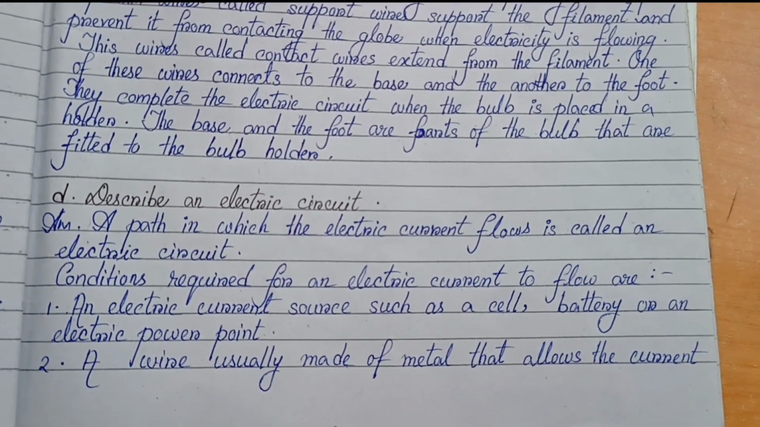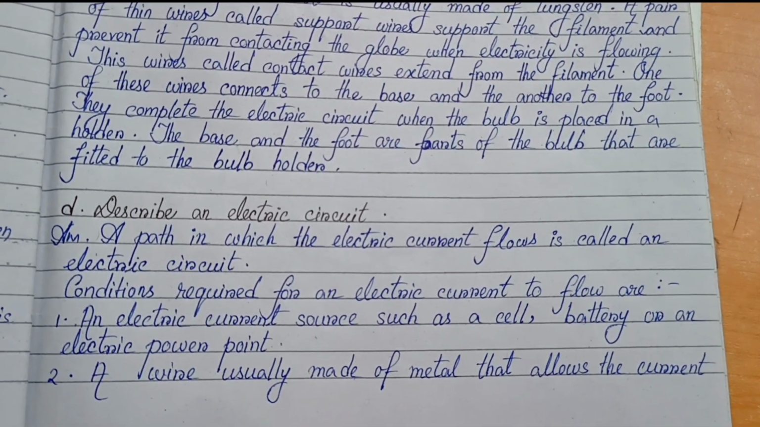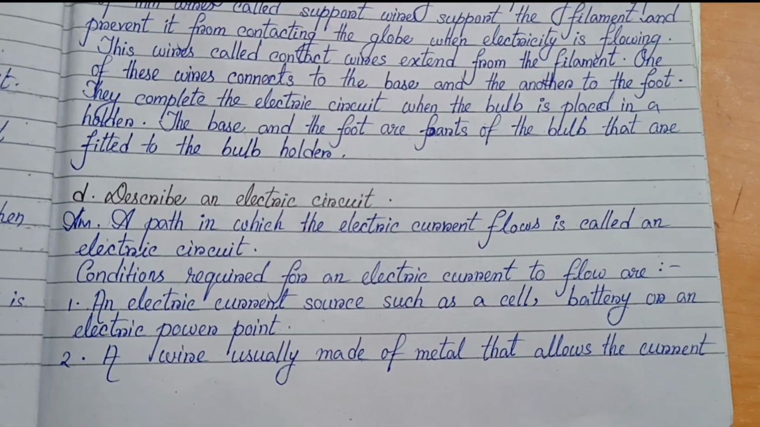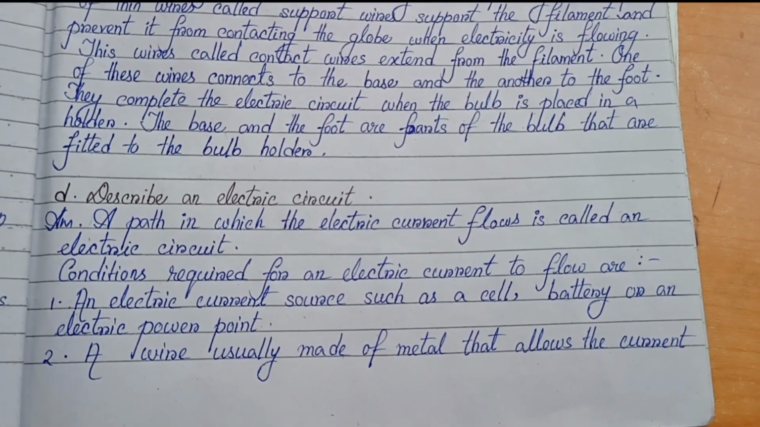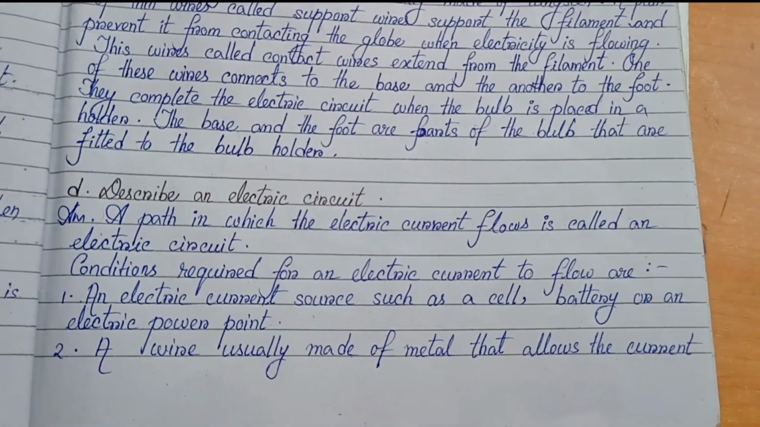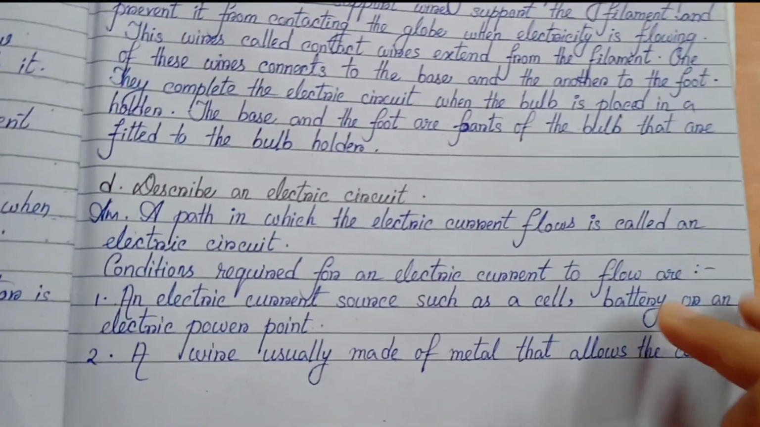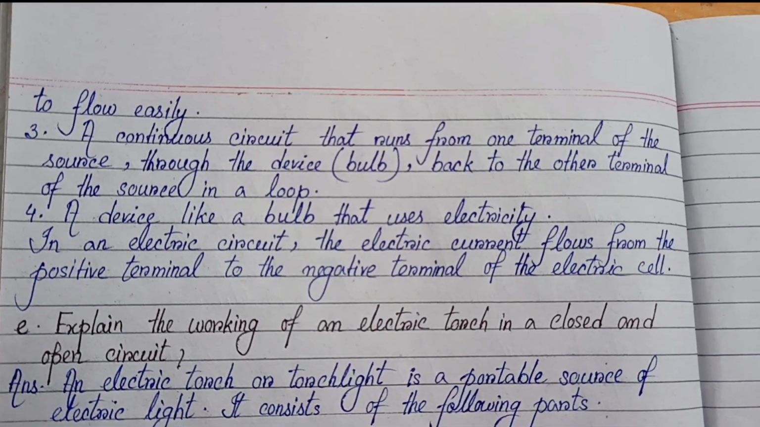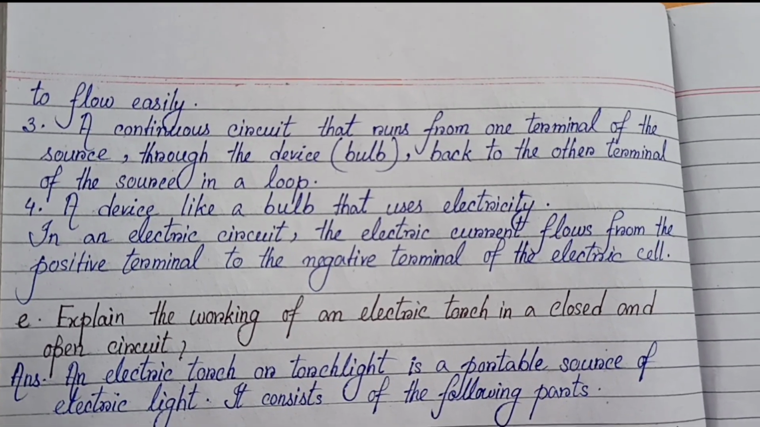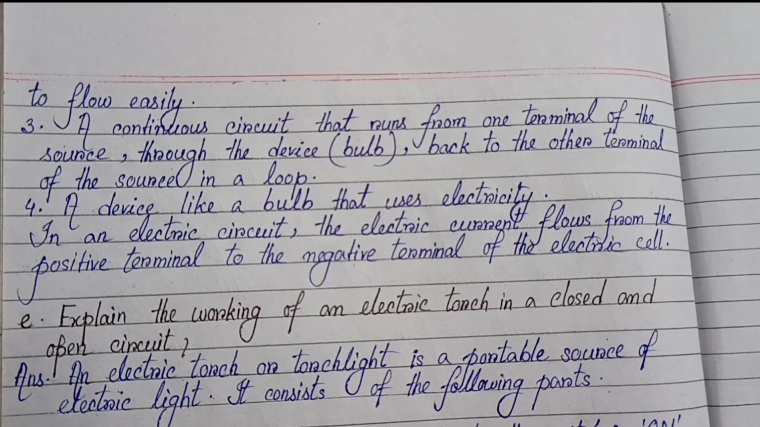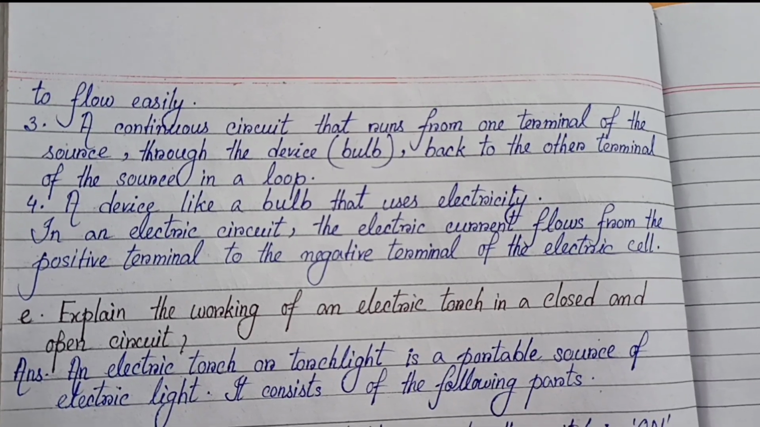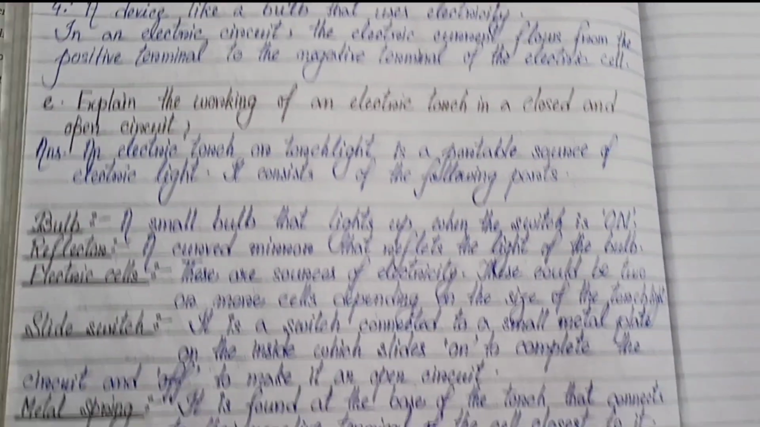Number two, describe the electric circuit. A path in which the electric current flows is called an electric circuit. Conditions required for an electric current to flow are: number one, an electric current source such as a cell, battery, or an electric power point. Number two, a wire, usually made of metal, that allows the current to flow easily. Number three, a continuous circuit that runs from one terminal of the source through the device, that means bulb, back to the other terminal of the source in a loop. Number four, a device like a bulb that uses electricity. In an electric circuit, the electric current flows from the positive terminal to the negative terminal of the electric cell.